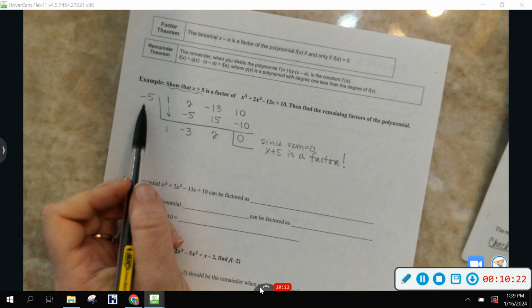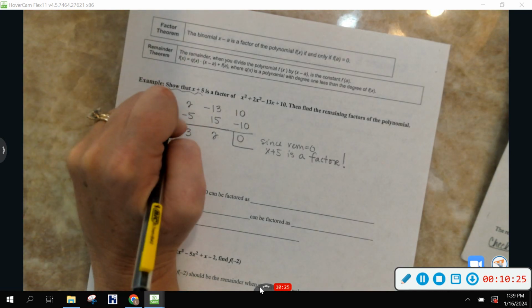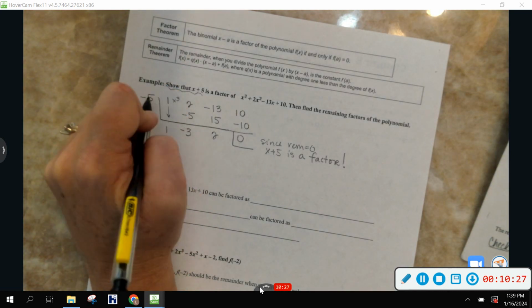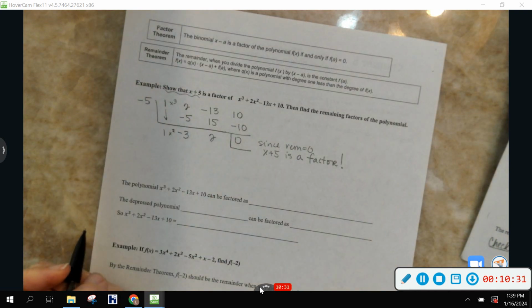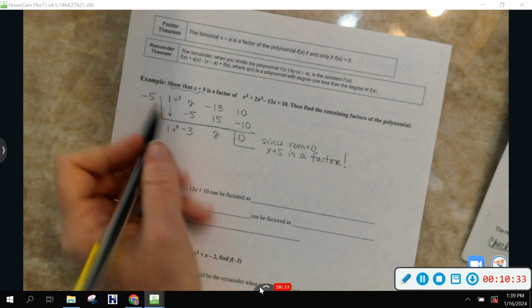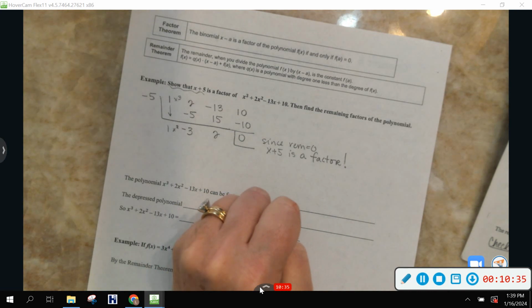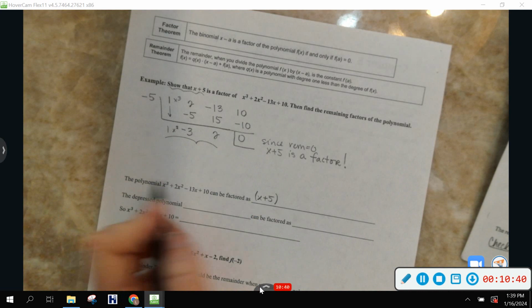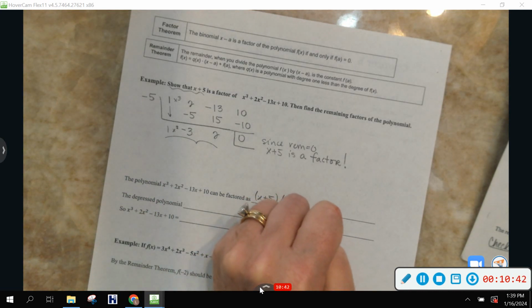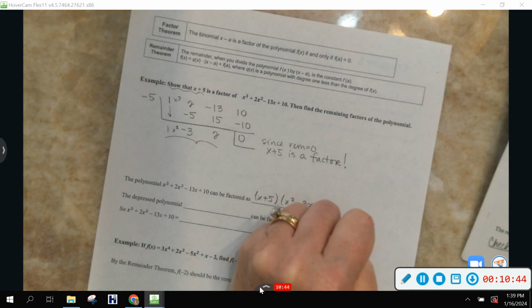And if x plus 5 is a factor, again, I started with an x cubed, which means I've divided and reduced my quotient by 1 degree, so I'm now at an x squared. So my current factors look like the x plus 5 that we started with, that we found out worked, and then our remaining quotient. So we have x squared minus 3x plus 2.